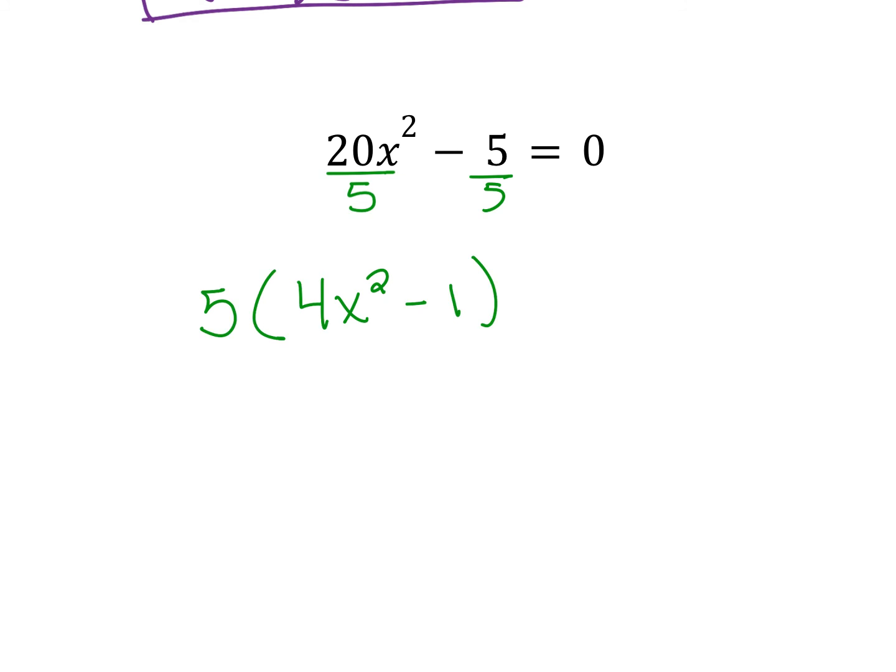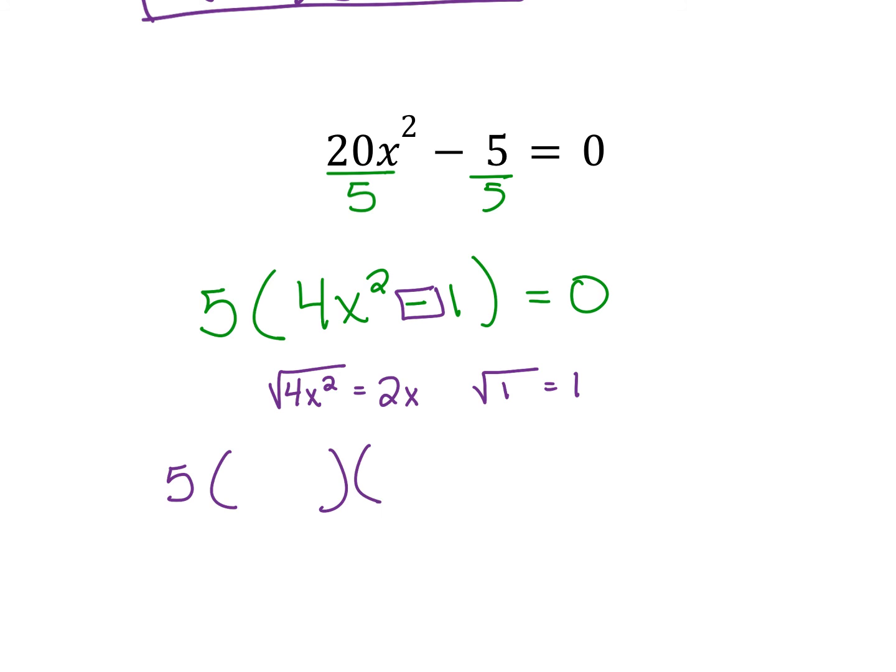Check those parentheses. Is it a trinomial or a difference of two squares? Well, it is a difference of two squares because the square root of 4x squared is 2x, and the square root of 1 is 1, and it's a minus. So we can keep that 5 out front and then rewrite the 4x squared as 2x. The 1 is going to still be 1, and then I need a plus and a minus. And that is our factored form.